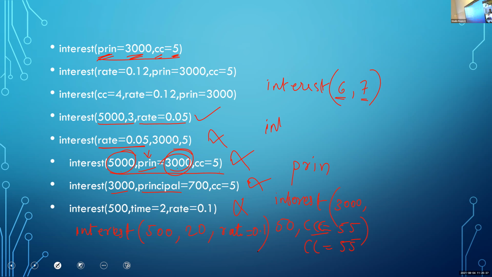Yes. Then? Time we have given as 2. Okay. Then, if we want to change 2, we need to give time equal to 20. Then this 20 is assigned for which argument? Based on positional argument, this first one is assigned for? Principal. First one is assigned for principal. Then 20 is for? Time. No. Take the definition.